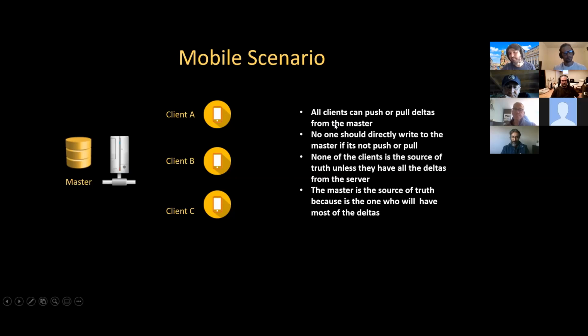Let's see some things about the scenario that are good to know. In synchronization, the only time the source of truth is complete, where all the data is complete, is when all the clients have processed all the deltas. Then everyone is a copy of the master, and at that moment everyone has the same data. No one should write directly to the master. You learn that in production, when you realize the master is just another client.